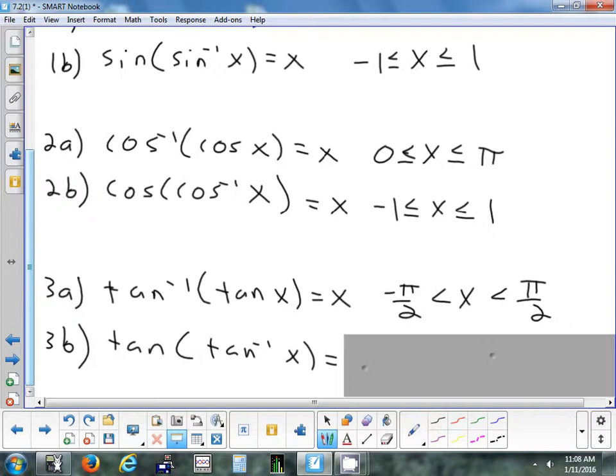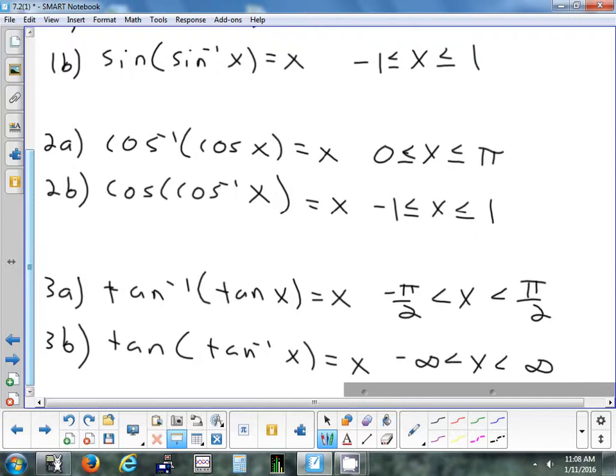And now for 3b, again, if I want to think of the restriction, I look at the inside function, and think of the domain of inverse tangent. How far left and right does inverse tangent go? Forever. Negative infinity to infinity. Okay, so if you ever get stuck and you don't remember the restriction, look at the inside function, think of its domain, and that's what you go off of.